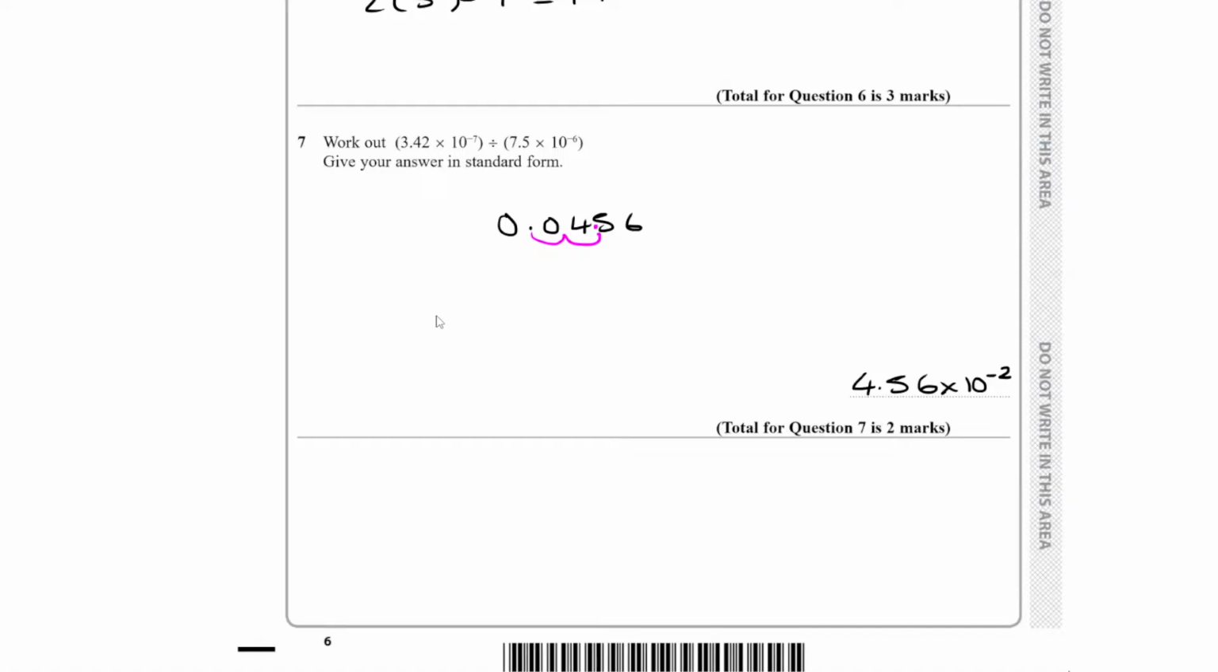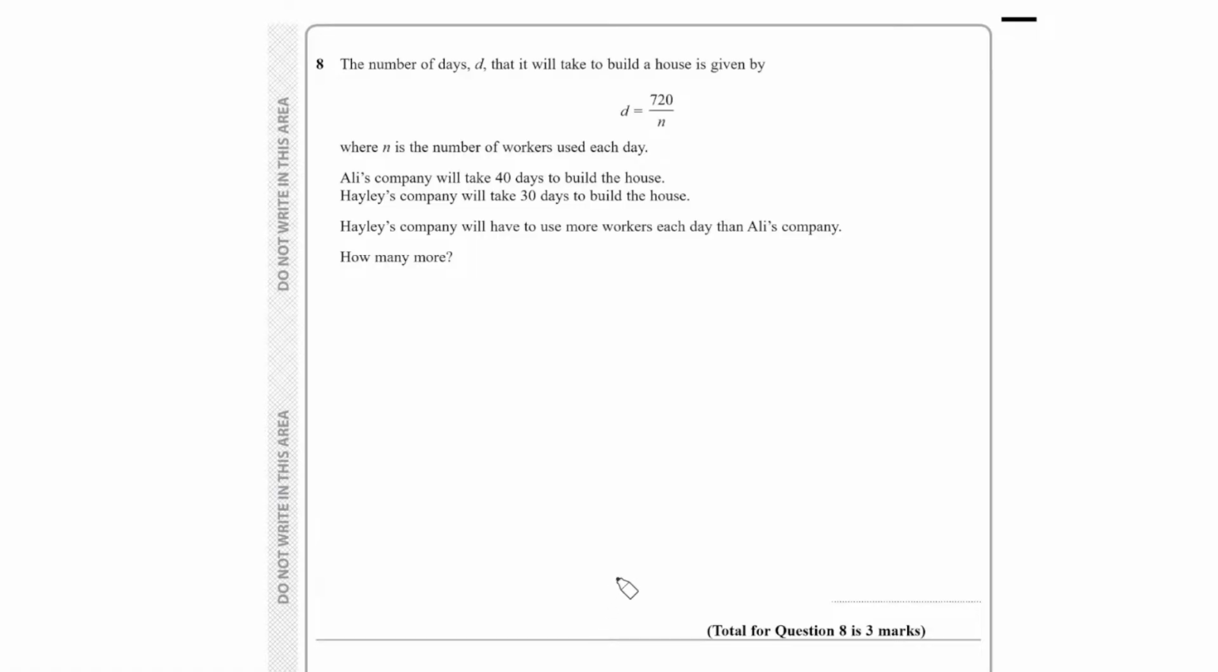So make sure you write something here for your middle mark, but they have accepted 4.56 times 10 to the power of something as a middle mark, and then to the power of minus 2 exactly as your final mark. But I normally write something in the middle, even though I've typed it into the calculator. That one was quite nice.